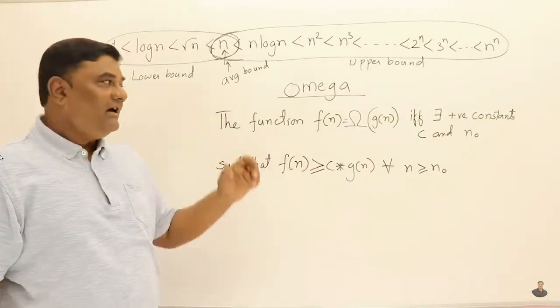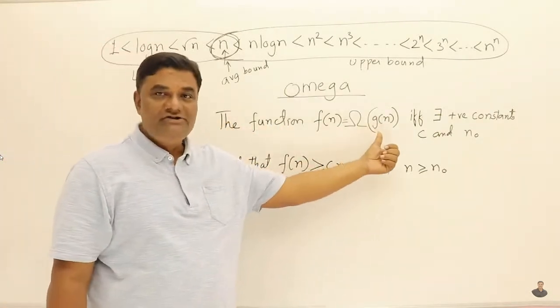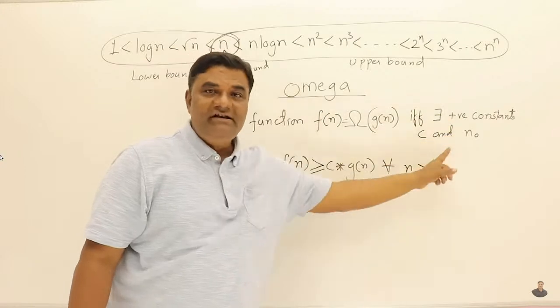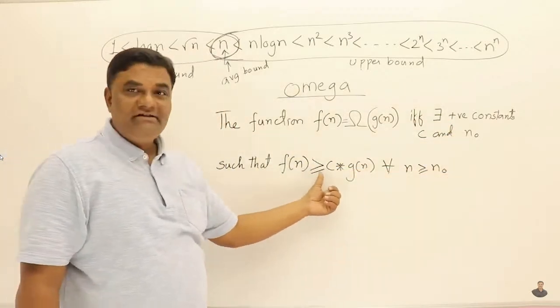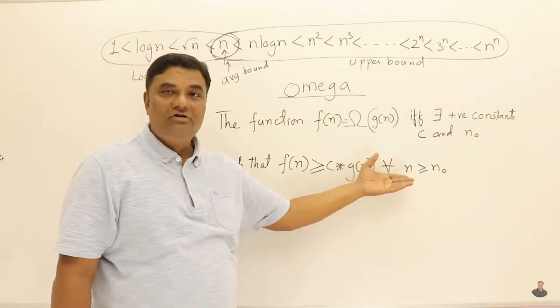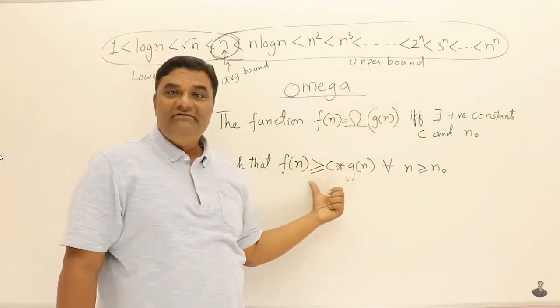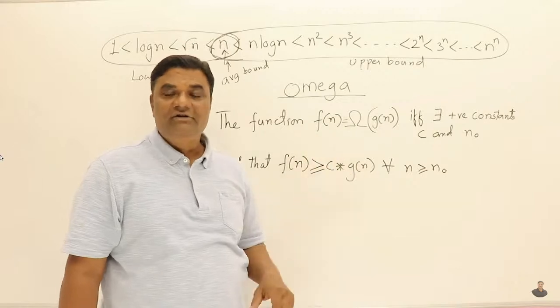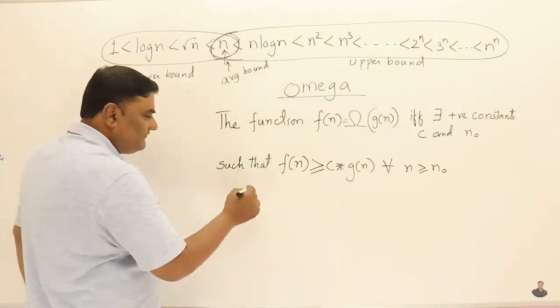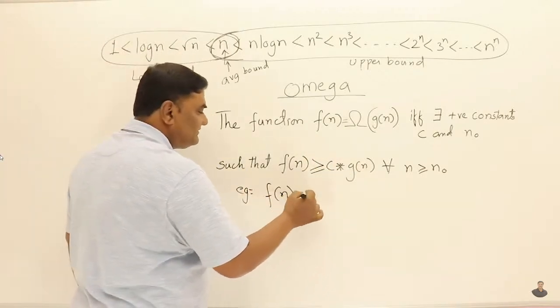Omega notation. As per the definition, the function f of n is omega of g of n if and only if there exist positive constants c and n0 such that f of n is greater than or equal to c into g of n for all n greater than or equal to n0. That's the definition. Compared to big O notation, only the inequality sign has changed. This was less than or equal to, now it is greater than or equal to. That's the only difference.